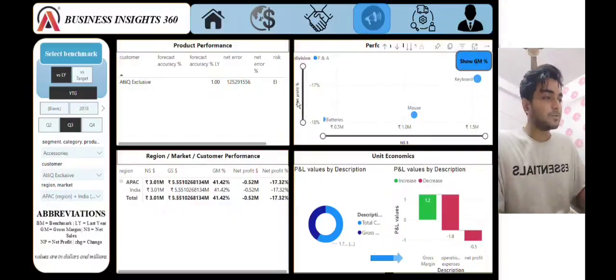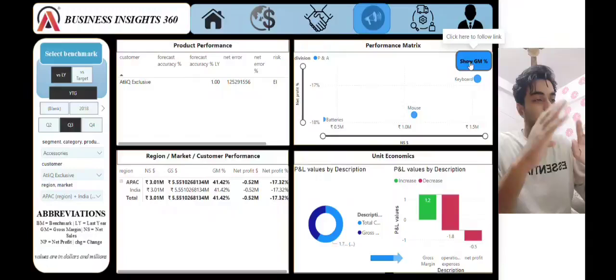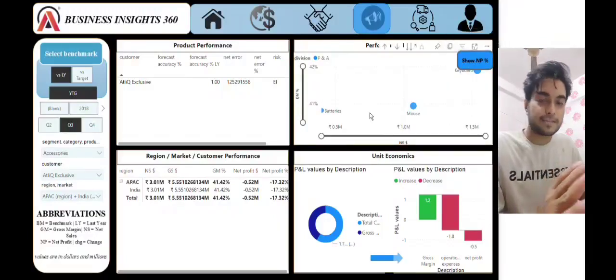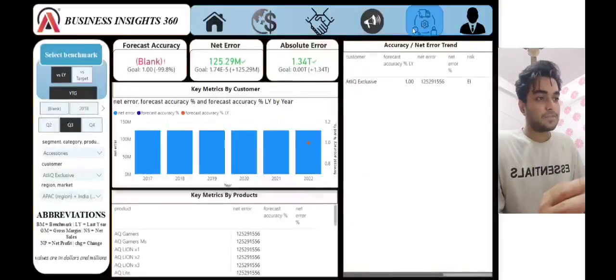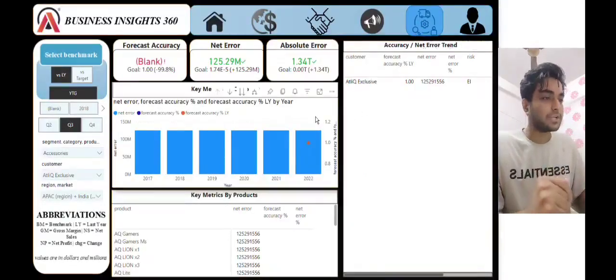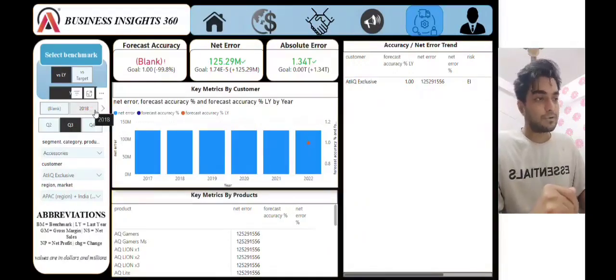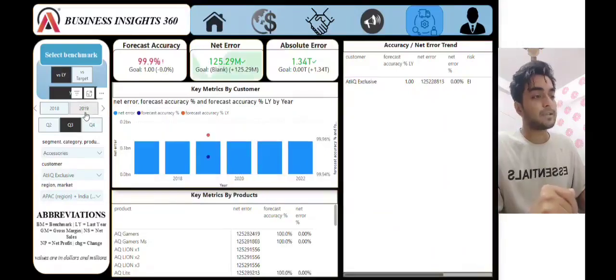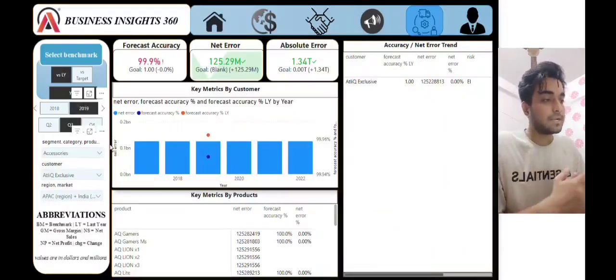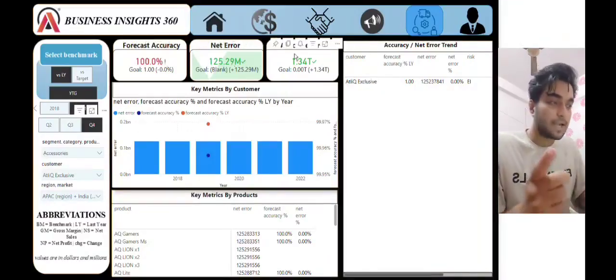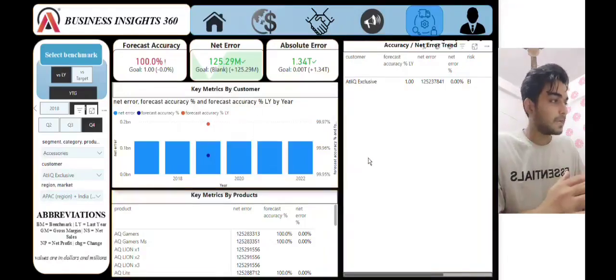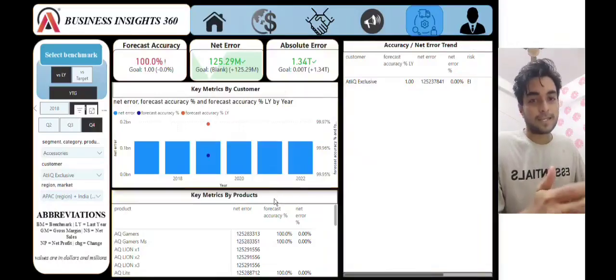And the supply chain view, we're going to go over it. It shows the three basic KPI cards that we had seen in Atleek's finance view, so it's similar to that. Suppose we select 2019 this time instead of 2022, for, let's say, quarter 4. It has forecast accuracy, net error, and absolute error. Below it are the key metrics by customer, which is the relation between the net error and the year for which they have performed, and the key metrics by the products which we have selected in the slicer for the same. To the extreme right, we have the accuracy and net error trend. Now, this was the supply chain view for all the supply chain people.